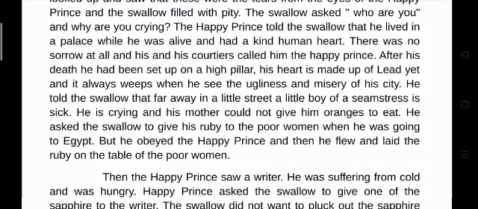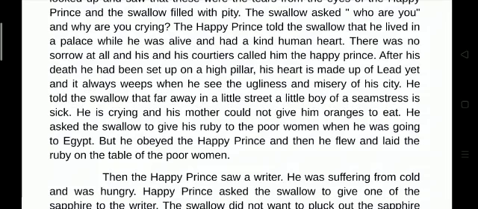He told the swallow that far away in a little street, a little boy of a seamstress is sick. Now what he is saying to the swallow is, you see far away in a little street, one little boy is there. Whose boy? A seamstress's. A seamstress is a person who does pressing and tailoring work. That lady's boy is sick. He is crying and his mother could not give him oranges to eat. Why could she not give oranges to eat? Because she is extremely poor.